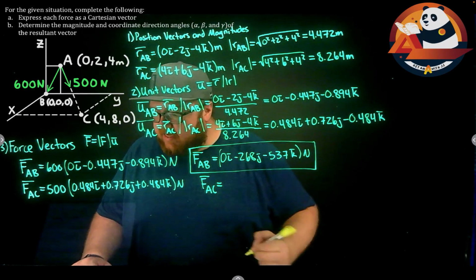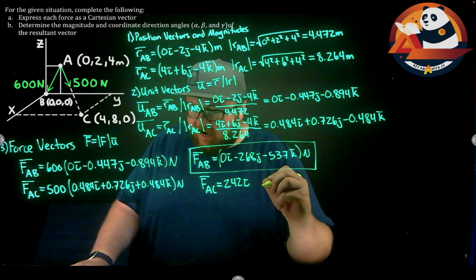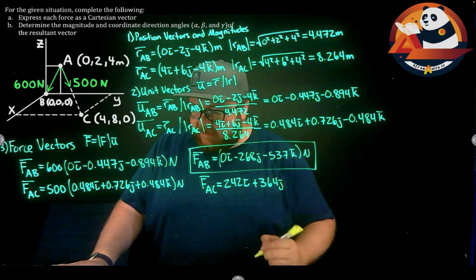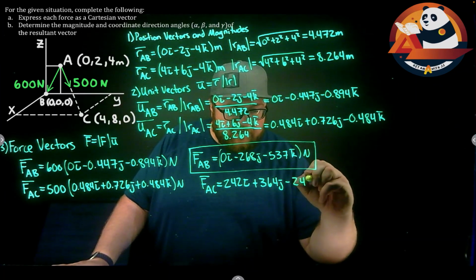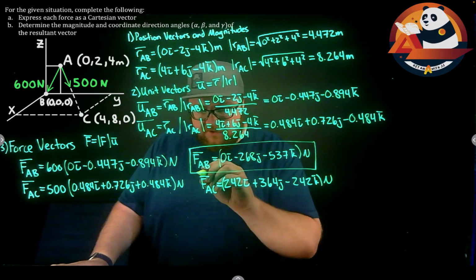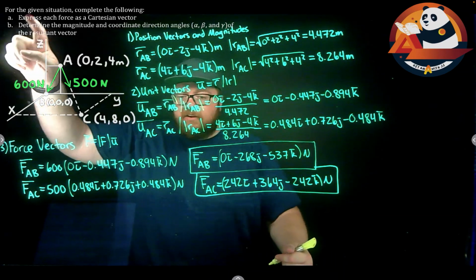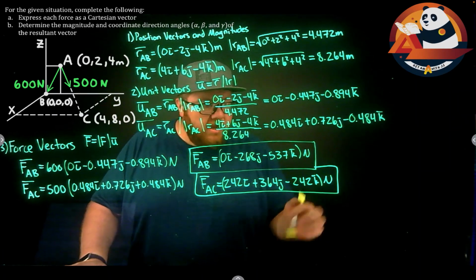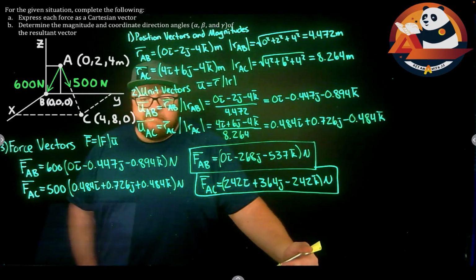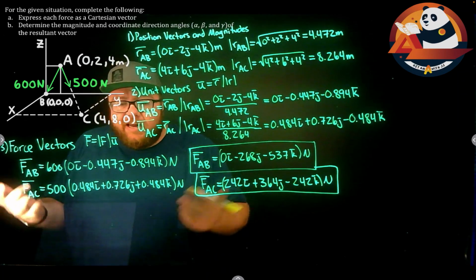Or my second force vector, FAC, as a vector, is going to get me 242i plus 364j minus 242k. My units for all of that should be newtons, which is my second answer. That also takes care of that entire first step here. From here, I need to get to my coordinate direction angles, alpha, beta, gamma. To do that, I need the resultant's magnitude. To do that, though, I need to get a resultant vector.